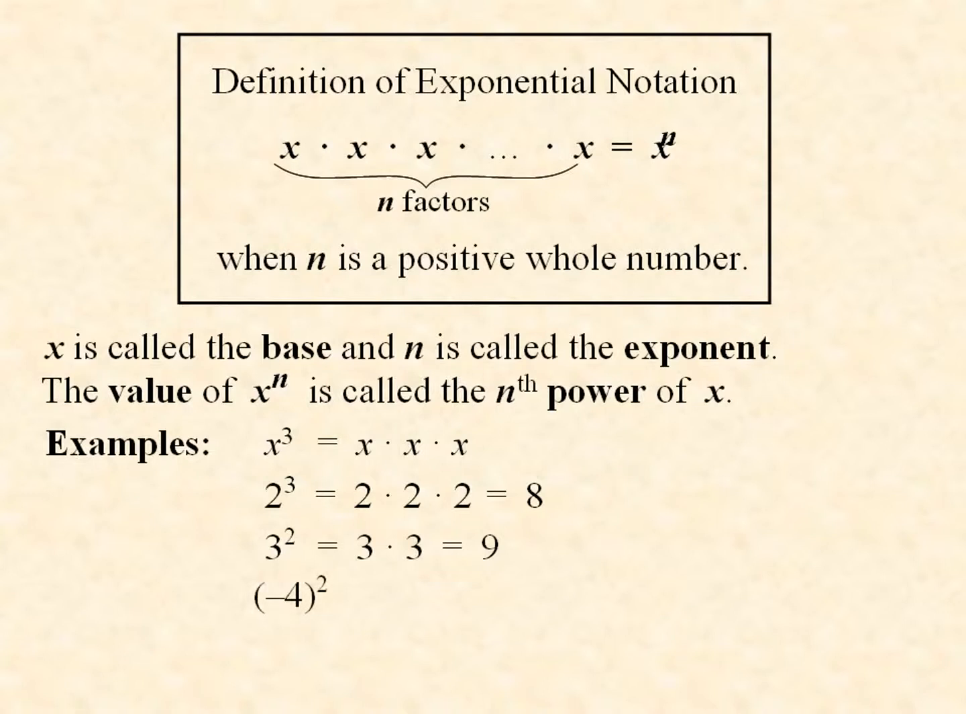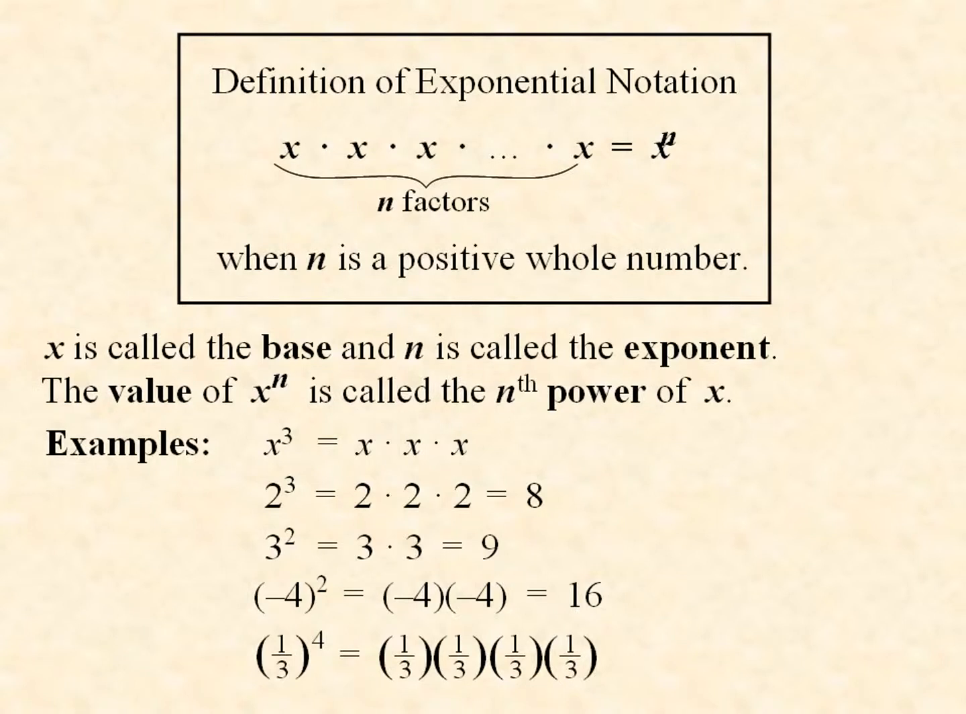Negative 4 to the 2 power, or negative 4 squared, means negative 4 times negative 4, and that is positive 16. Remember, 2 negatives multiply to a positive. 1/3 to the 4th power means 1/3 times itself 4 times, and that happens to be 1 over 81. You multiply the numerators and the denominators.